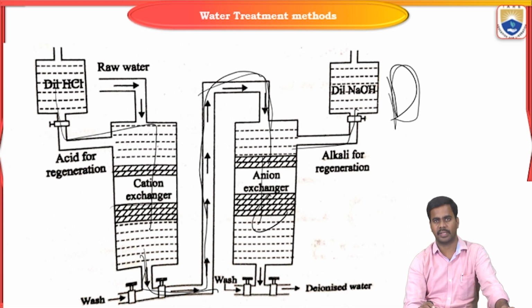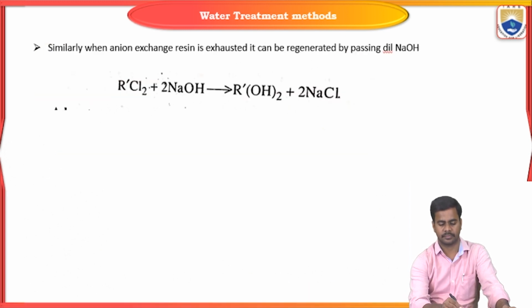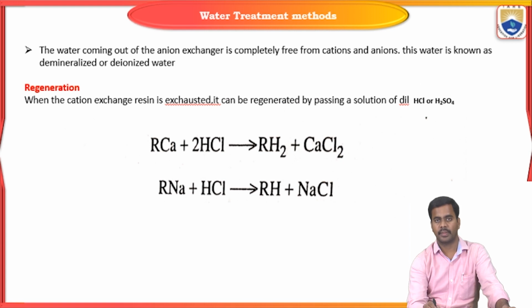So let us see what will happen when we pass dilute HCl into tank B. This is the cationic exchange reagent. We are passing HCl into tank B, which contains the cationic exchange reagent. Here the cationic exchange reagent is exhausted. That's why it has to be regenerated for further purification. In this condition there is no chance of further purification, so we have to regenerate it.